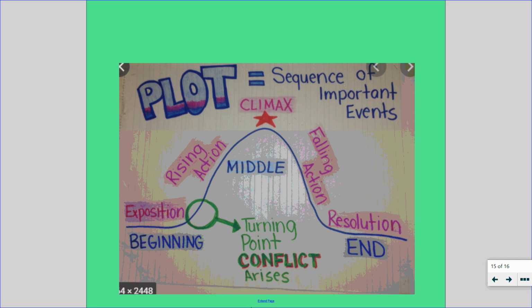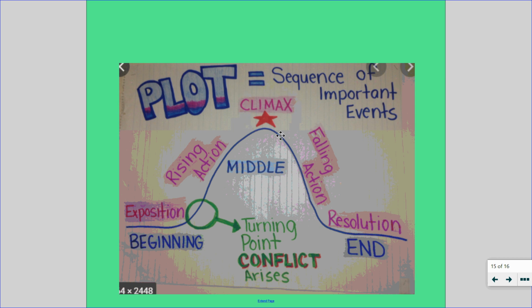So let's talk about the exposition. That happens at the beginning of the story, and that is where we learn about the character. Usually the author will give us some information about their past or what happened before the story started. And then we have the rising action. This is the longest portion of the story, boys and girls. It's over half of the story because this is where all of the action happens. And it leads us to our climax.